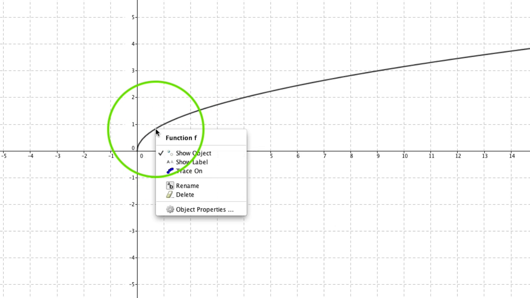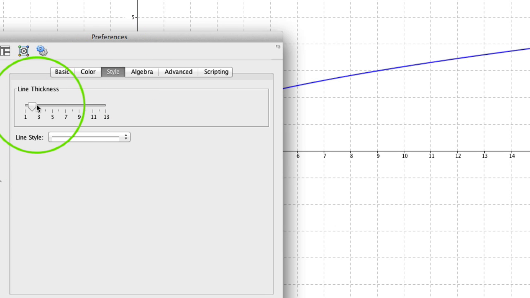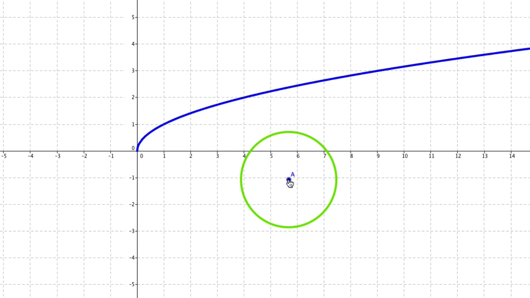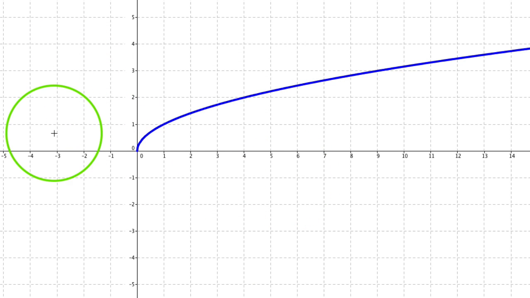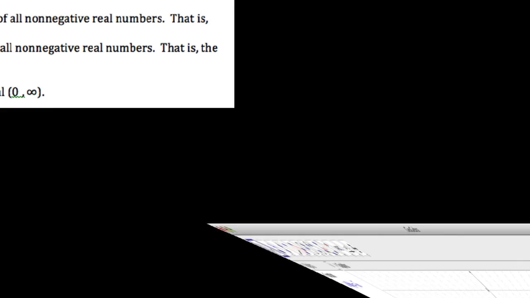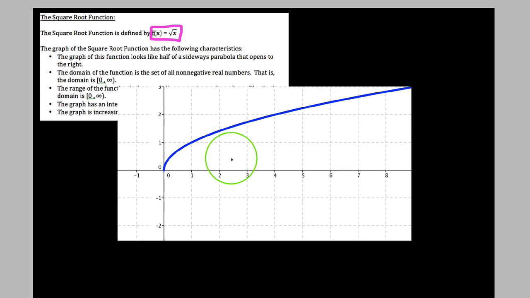So just to make this a little bit more clear, we'll right-click on it, go to Object Properties, maybe change it to like, I don't know, blue. Change the style so it's a little bit more thick. But we'll go ahead and copy and paste this over into our Photoshop Elements canvas. So Shift Control C, that's what we want to do, and come over here and we'll just go ahead and paste it in. So here's our square root function.